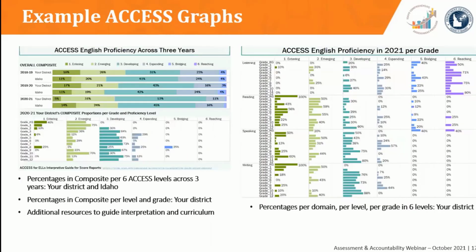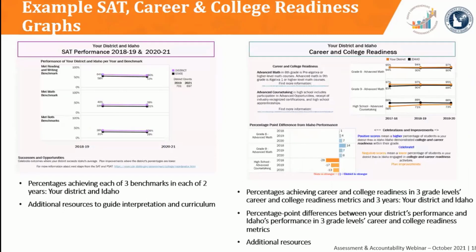Each report delivered detailed graphs showing the district's English learners' progress overall and per grade within domain, with several of the measures displayed across 3 years. Finally, educators could compare their district's performance with the state's performance on the SAT across 2 years. They also viewed career and college readiness indices across 3 years and in comparison with the state.